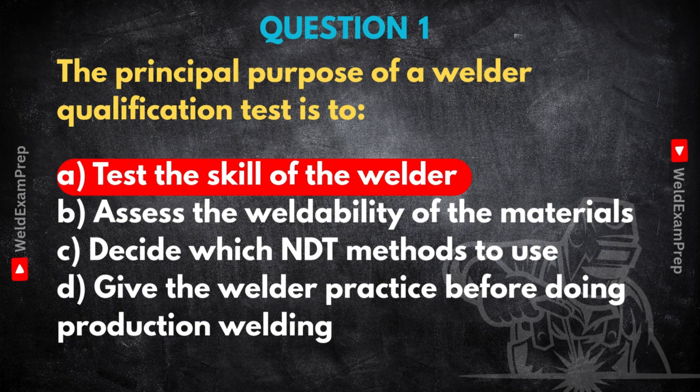Now, if you look at the others, like B, material weldability, super important, yes, but that's more material science. That usually falls under procedure qualification, not welder skill testing. Option C, choosing NDT methods. That's an inspection planning thing. An engineer or inspector decides that. It's not about the welder skill itself. Right, different stage entirely. And giving practice. Practice is vital, of course, but that's training. It's not the formal qualification test itself.